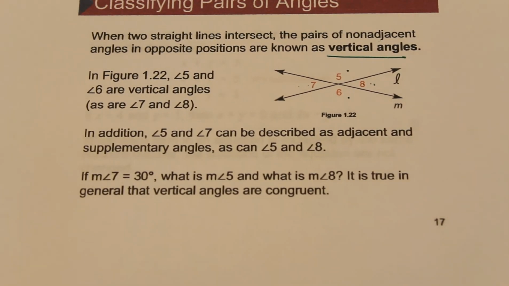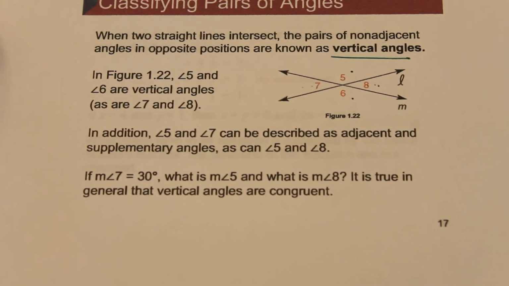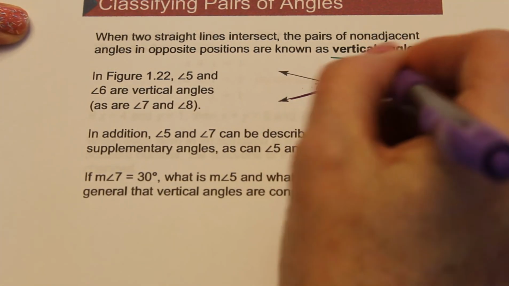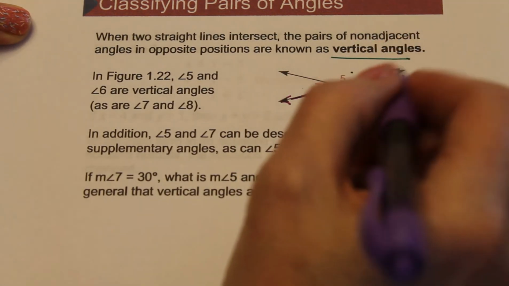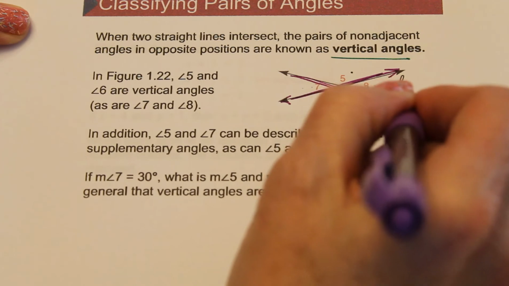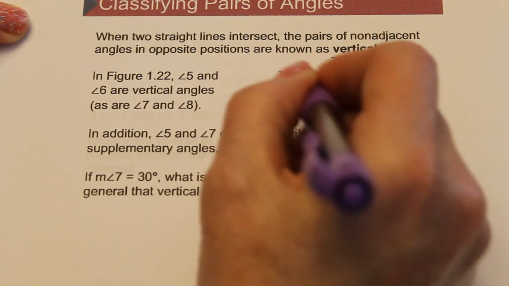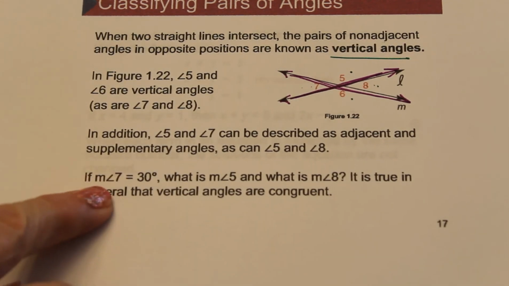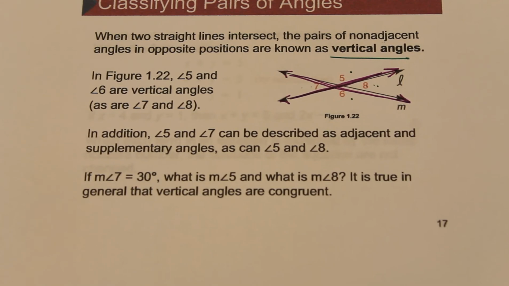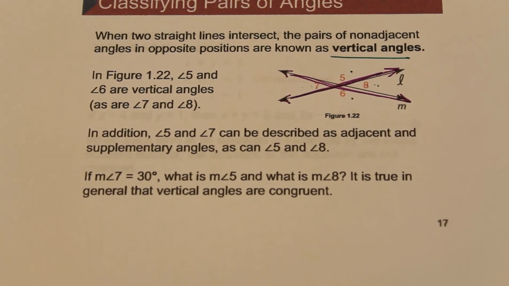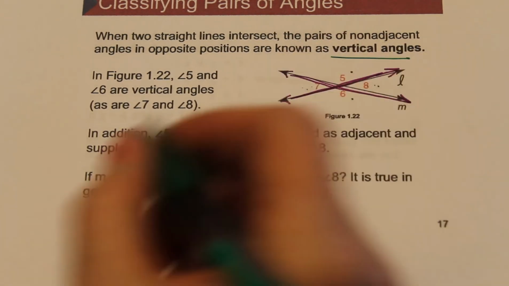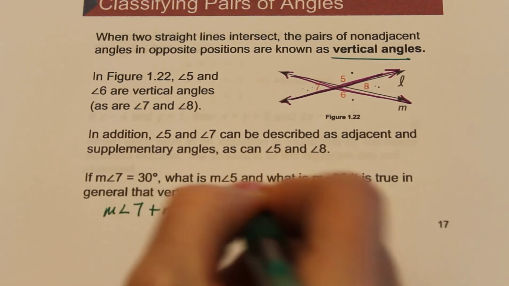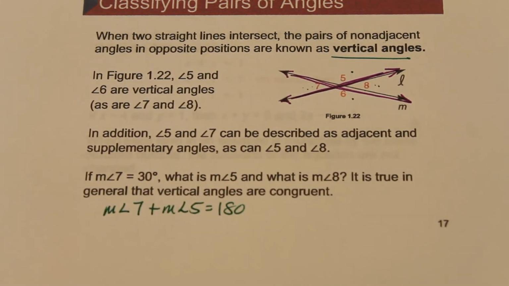All right, and as you look at these, the measure of angle 7 and the measure of angle 5 must equal 180 because when you add them up, you get the straight line. Also, the measure of angle 7 and the measure of angle 6 must equal 180 because when you add them up, you get a straight line. So our question down here was, if the measure of angle 7 was 30 degrees, what's the measure of angle 5? 7 and 5. The measure of angle 7 plus the measure of angle 5, since they make a straight line, they're going to have to equal 180 degrees.